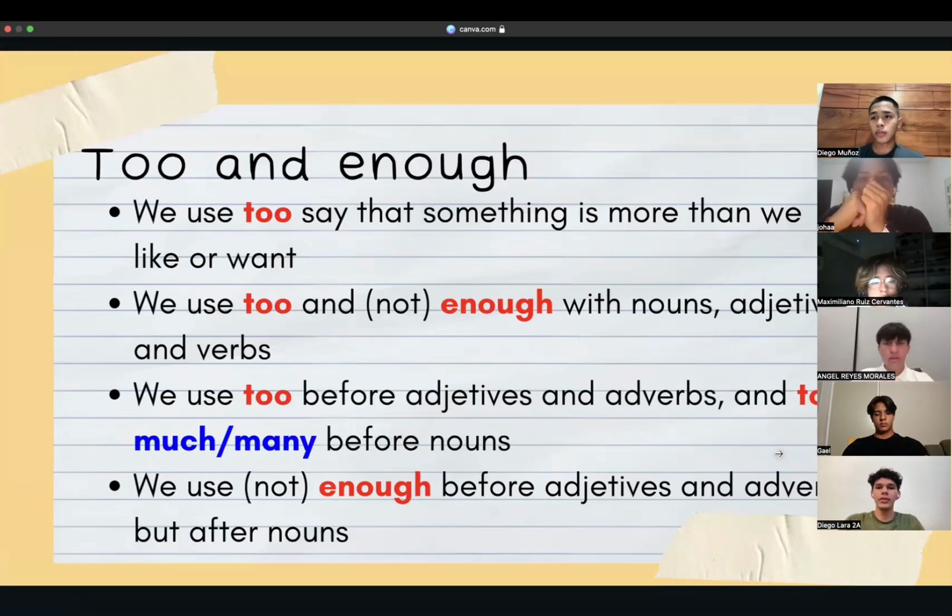The first part is "too" and "enough." With "too" and "enough," we use them to say that something is more than we like or want, like something is bigger than some other thing. Also, we use "too" and "not enough" with nouns, adjectives, and verbs. We use "too" before adjectives and adverbs, and "too much" or "too many" before nouns. We use "not enough" before adjectives and adverbs, but we use it after nouns.